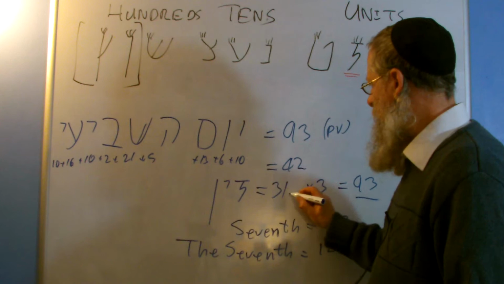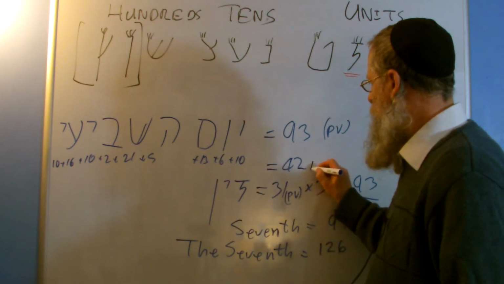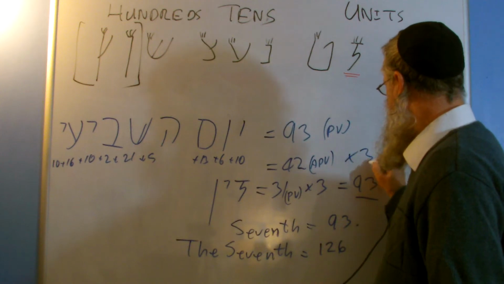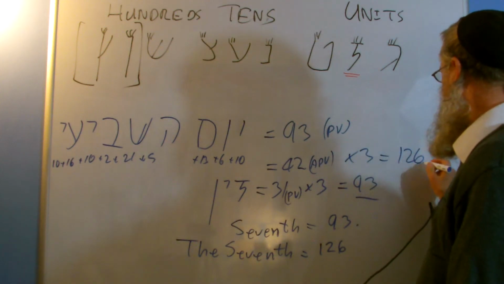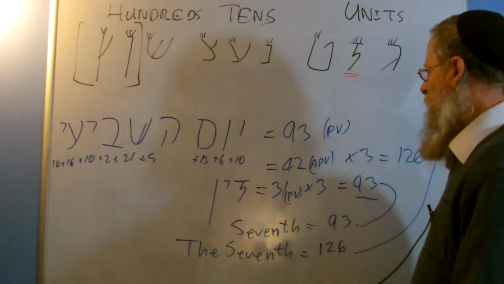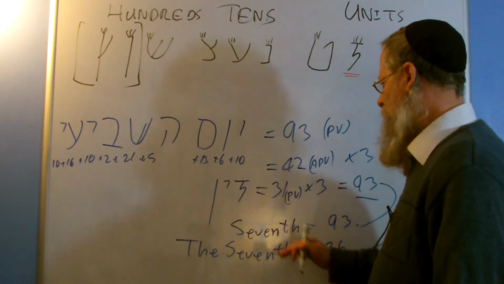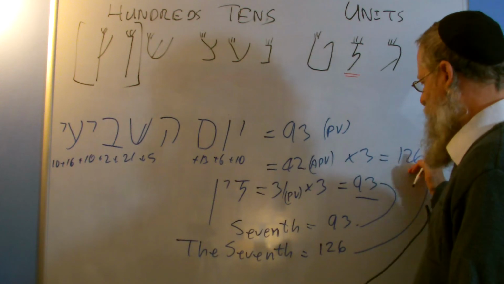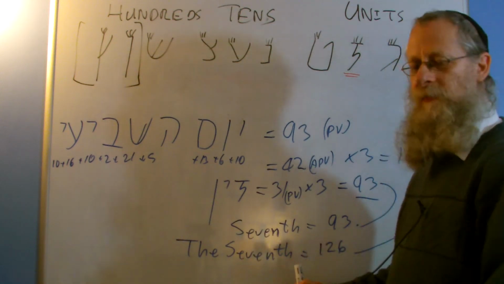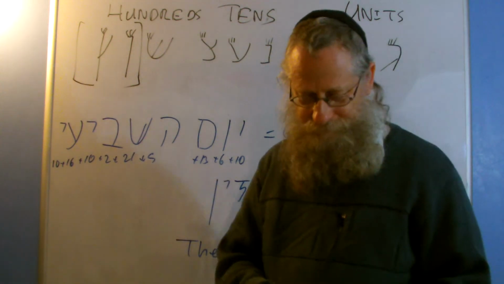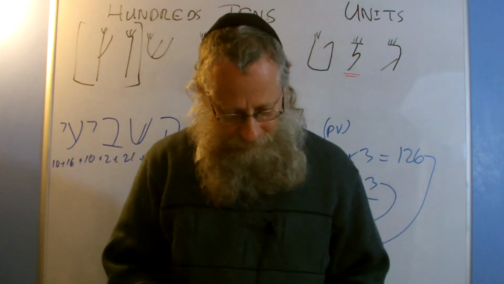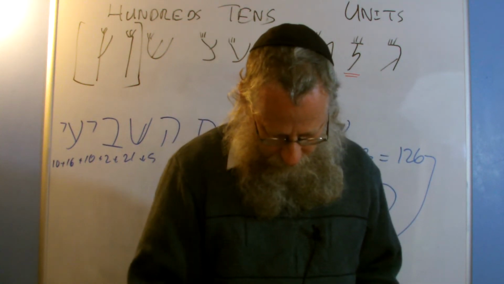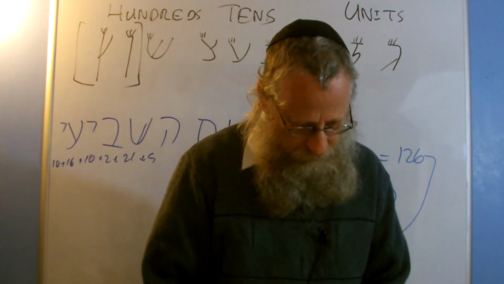So this is the placement value. This is the alternative placement value. Now if I multiply that by 3, I'll get 126. So either way, whether I'm using Zayin's placement value as the 7th, or I'm using Zayin's alternative placement value as 126, I'll get the 7th. So interesting connection there. Now, I'm not going to go through that, quite complex.